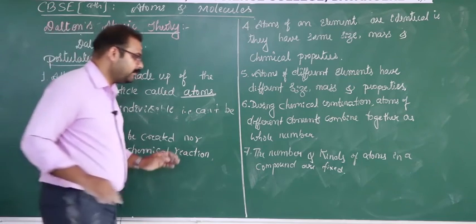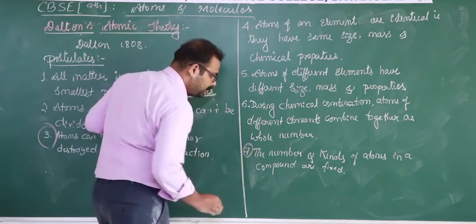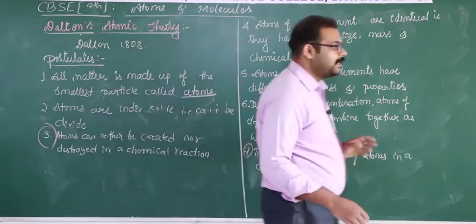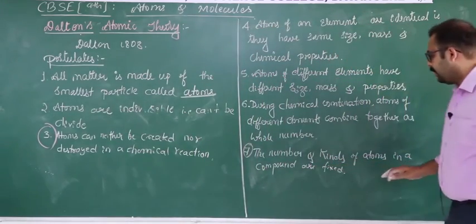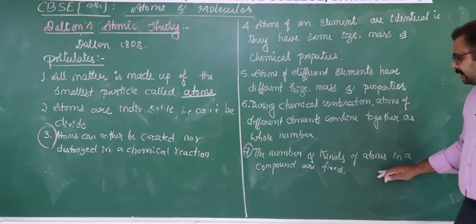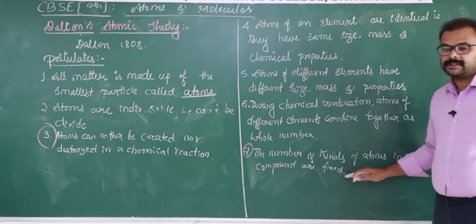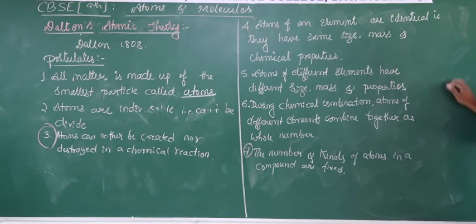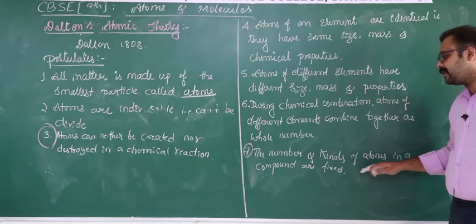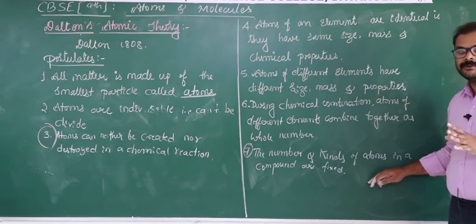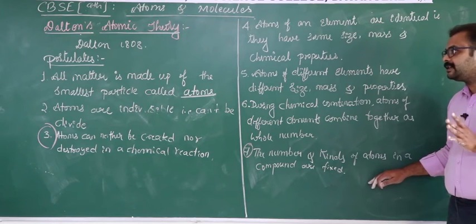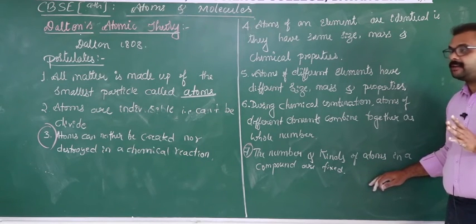Then coming to the seventh one, the number and kinds of atoms in a compound are fixed, and this postulate is the second law of combination, that is the law of constant proportion. The law of constant proportion says that the elements in a compound, while combining together, have fixed proportions. So this postulate also means that whatever the number of atoms in a particular compound, they are fixed. So these are the different postulates of atomic theory.